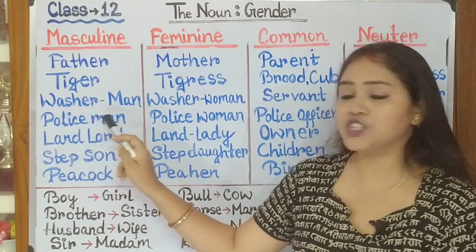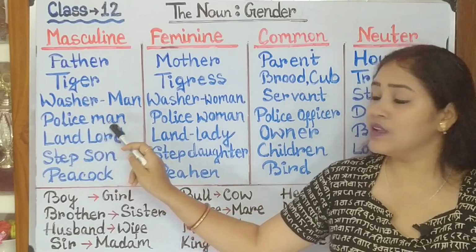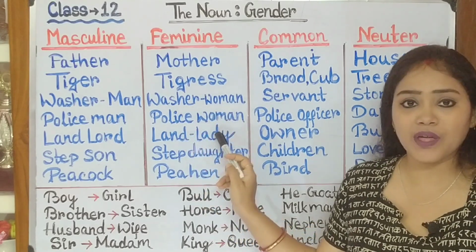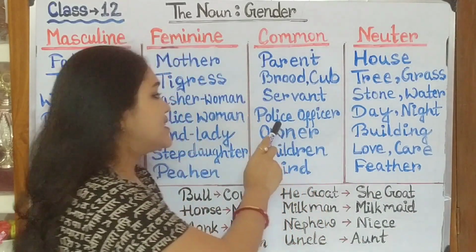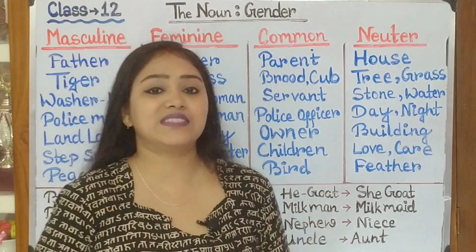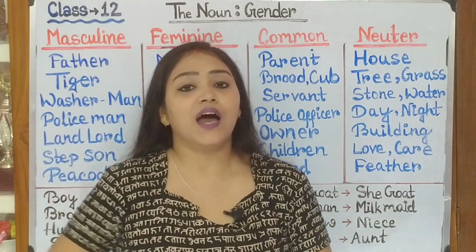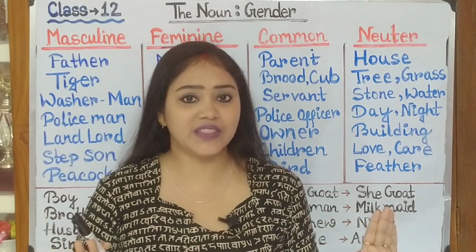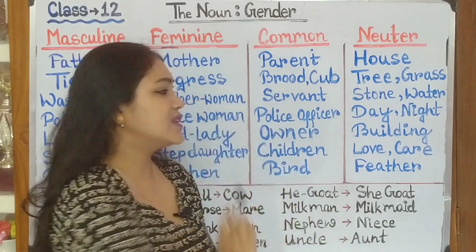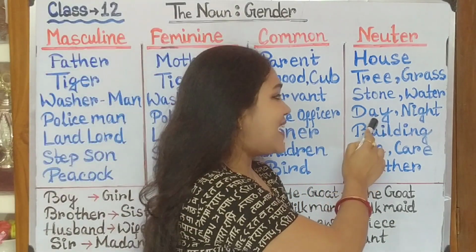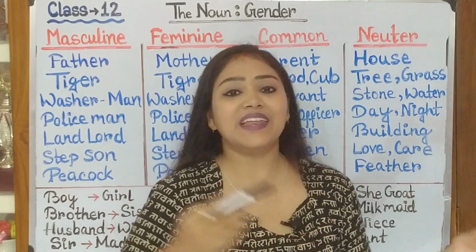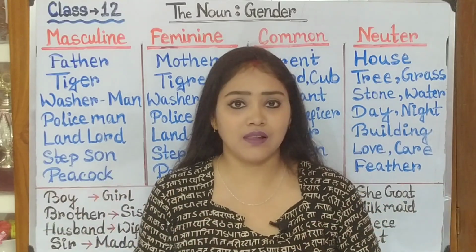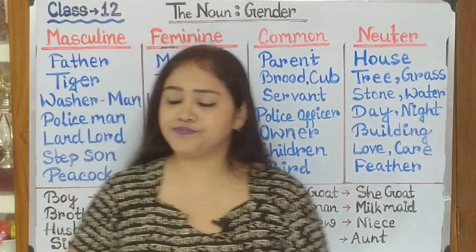Next comes policeman. So if you say policeman, it is of masculine gender. In feminine, it will become policewoman. Clear? In common gender, police officer. If I say police officer, it will denote a male officer and even a female officer. We cannot differentiate with the name, right? So it is of common gender. Next in neuter you can say day, night. So these words don't denote the male or female, right? So these are of neuter gender.